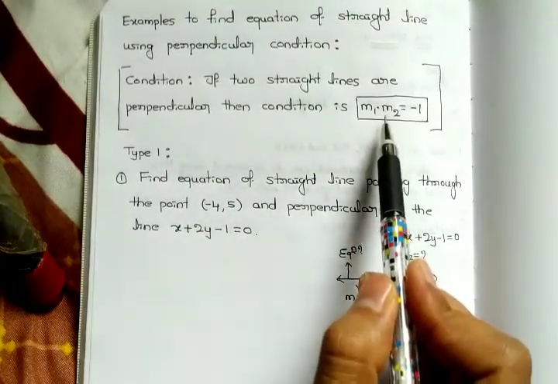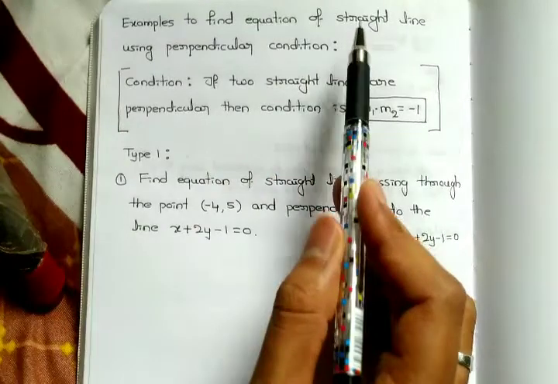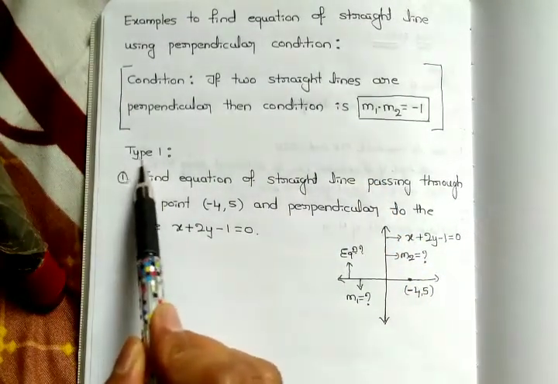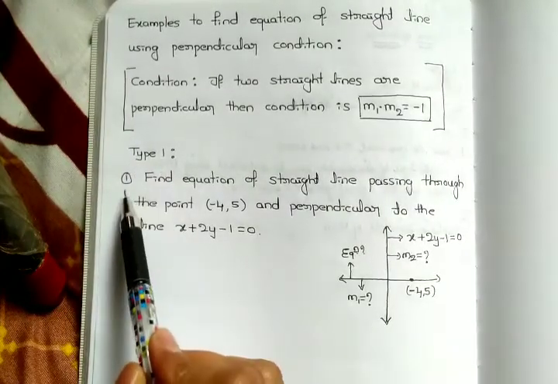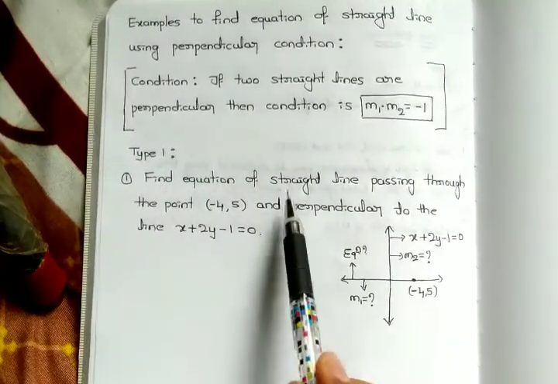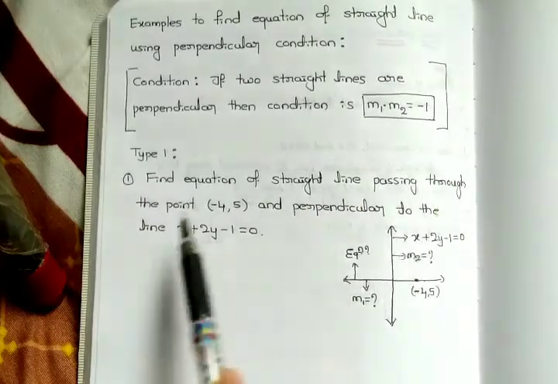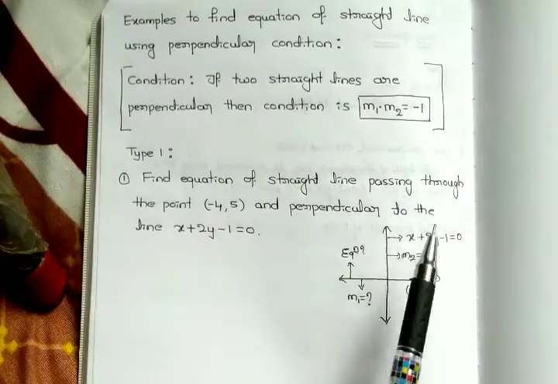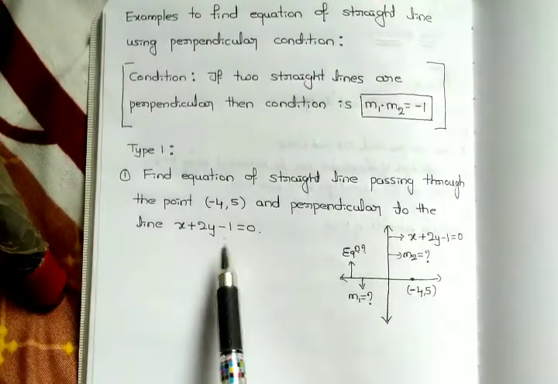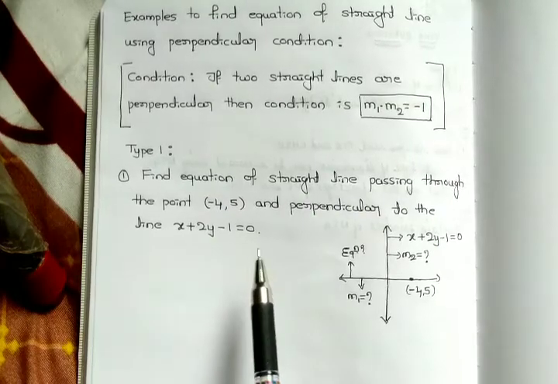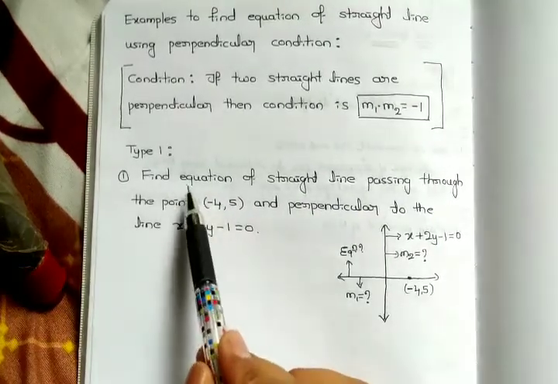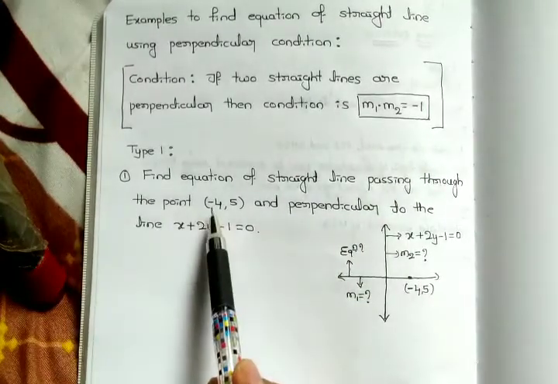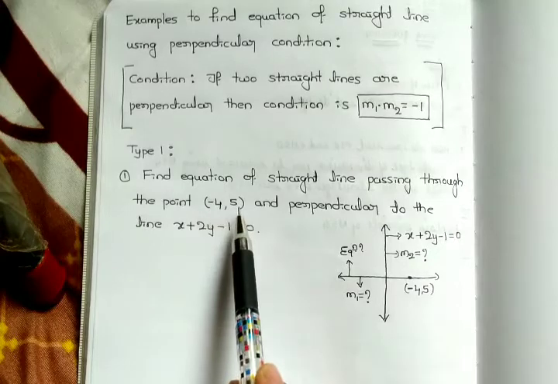Now using this condition we are going to find the equation of a straight line. Here again a few types are there. In type 1, the question is: find the equation of the straight line passing through the point (-4, 5) and perpendicular to the line x + 2y - 1 = 0. So here you need to find the equation of a straight line. This line is passing through one point, that is (-4, 5).